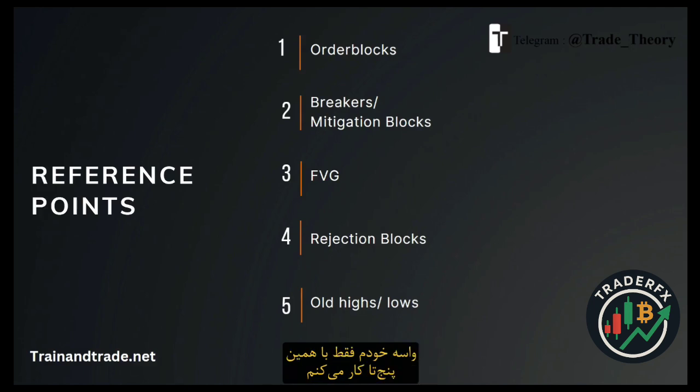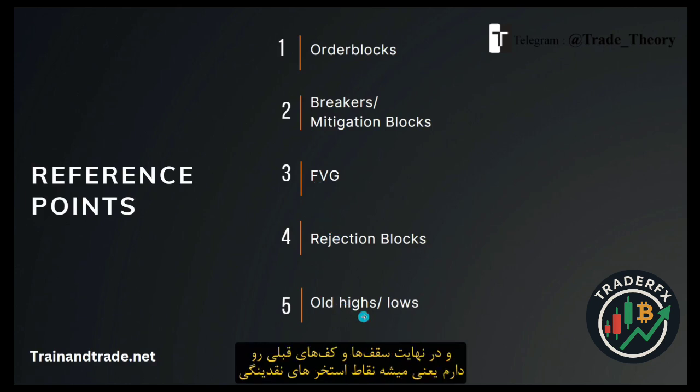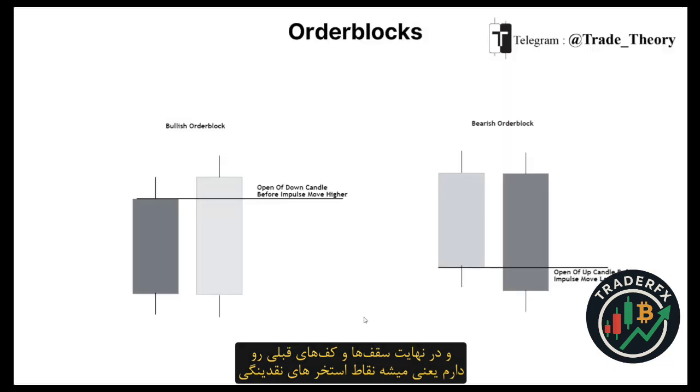And for me personally, it's just these 5. I see so many different things out there. Again, for me personally, I keep it simple. I use order blocks, breakers / mitigation blocks, pretty much the same thing. There's just a stop hunt element when it comes to breakers. I use fair value gaps. Number 4 I use is rejection blocks. And then I use old highs and lows, so liquidity pool points.